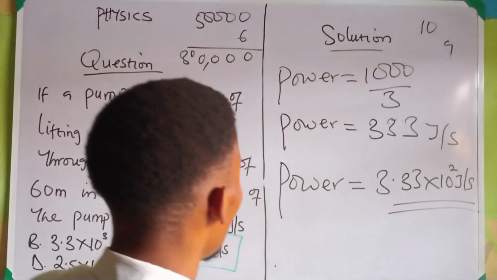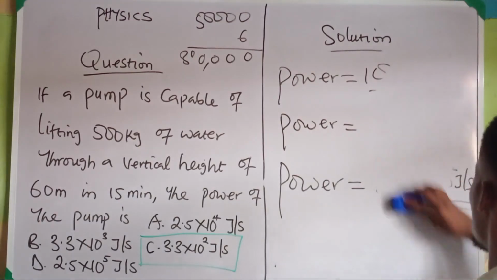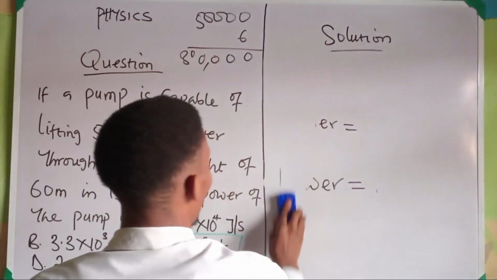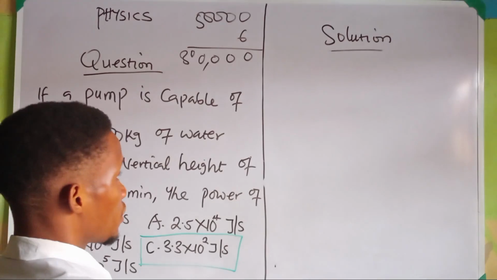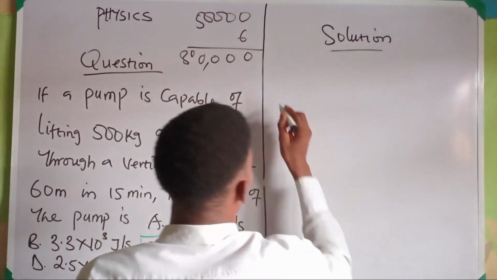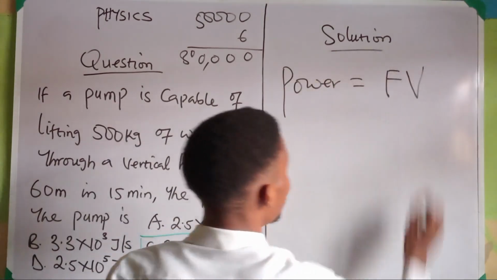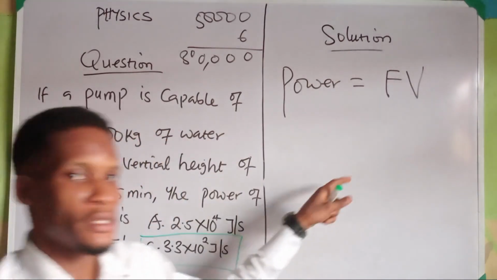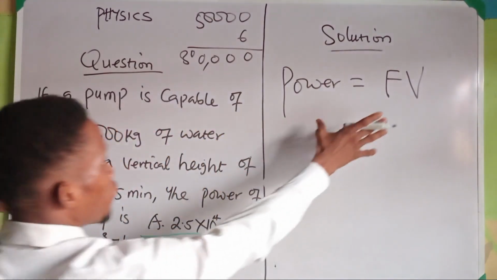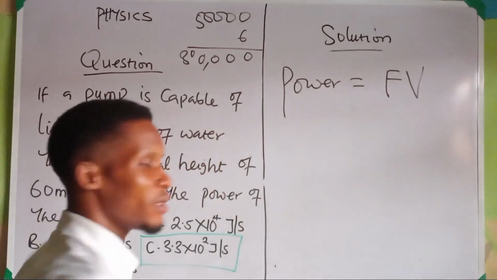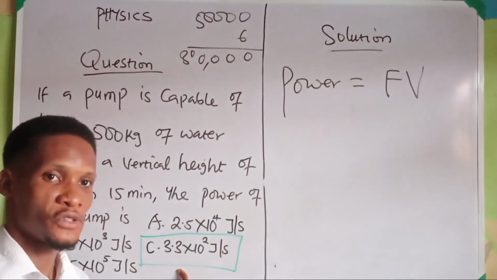So now let me give you what to do. You can solve this using another formula of power. Another formula of power is given as force times velocity. So this is an assignment for you now. Go and solve this particular question using this formula, which is force times velocity. Let me know whether you arrive at the same answer, which is the answer of option C that we got.